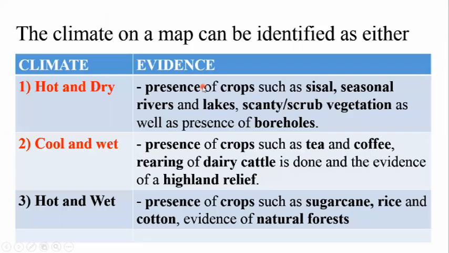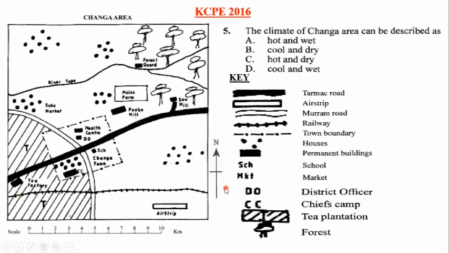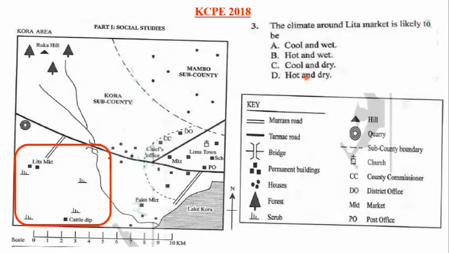Let's go back to our description. We say that when there is cool and wet climate, there is presence of crops such as tea and coffee, there is also dairy cattle, and the evidence of highland relief. Highland relief in this map can be shown by the river sources from here. So there's a forest, and then there is tea. So that should be cool and wet. So that is how you identify the climate of an area on a map.